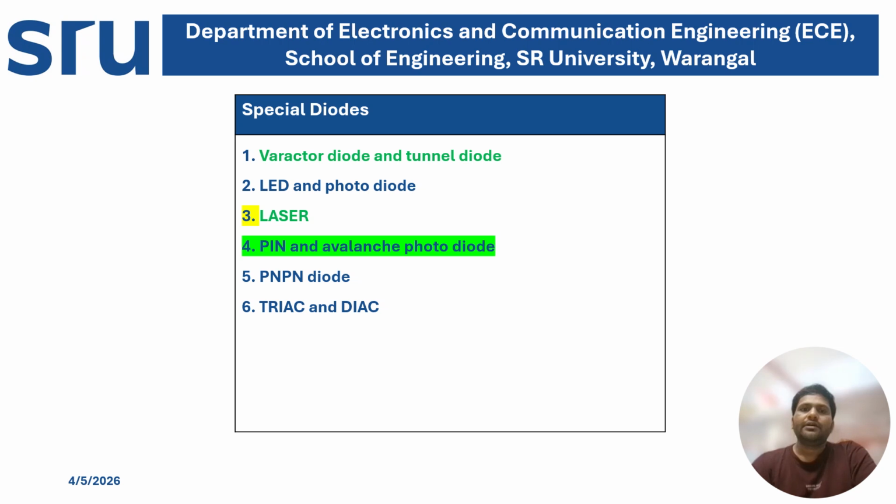In the previous lecture, we completed special types of diode: varactor diode, tunnel diode, LED, photodiode, and lasers. Now, in this lecture, we will deliver the PIN and avalanche photodiodes.